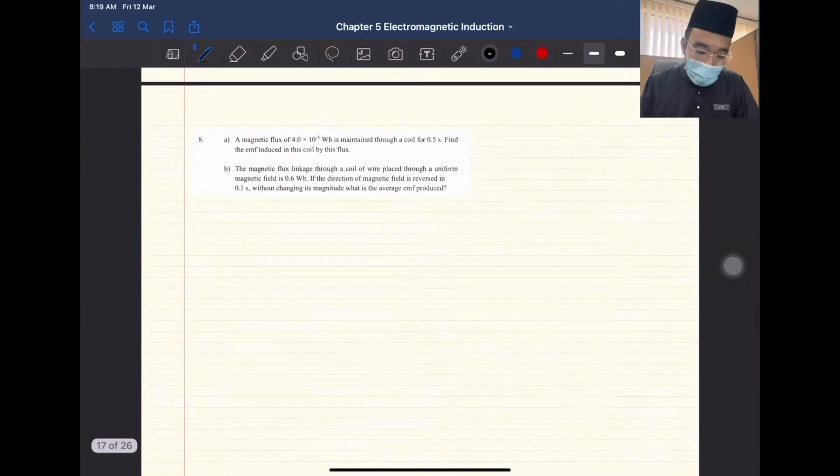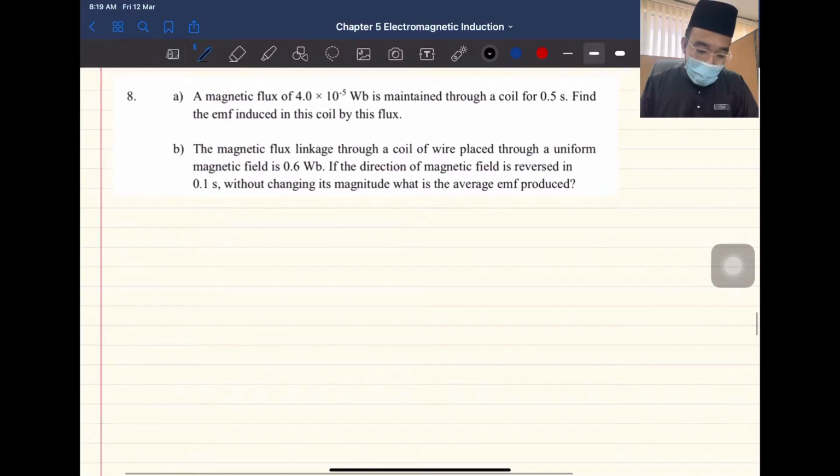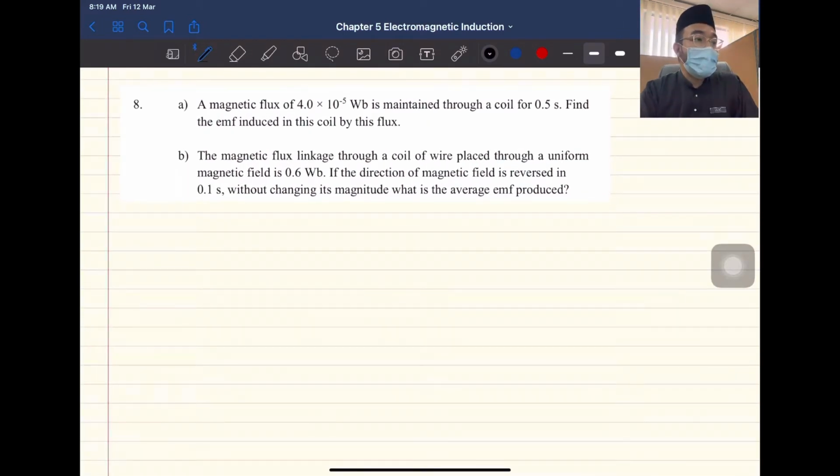Okay, so question number 8. A magnetic flux of 4 times 10 to the power of -5 is maintained through a coil for 0.5 second. Find the EMF induced in the coil by this flux. So if the magnetic flux is maintained, basically d phi over dt is equal to 0. So there's no induced EMF, so I can write that one.